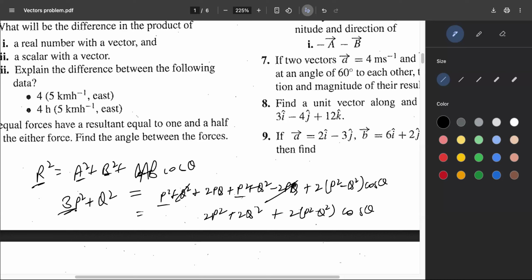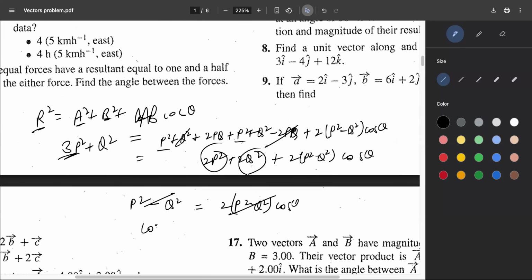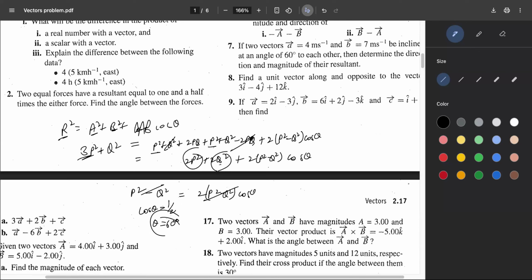This p square will go that way, so it becomes just p square. This 2 of cos theta will go that way, it will become minus q square. That results out to p square minus q square cos of theta. Cancel, cancel. What you have got in the final answer is cos theta equals 1/2. Theta equals 60 degrees. Clear? Just go and solve it, solve it, solve it.